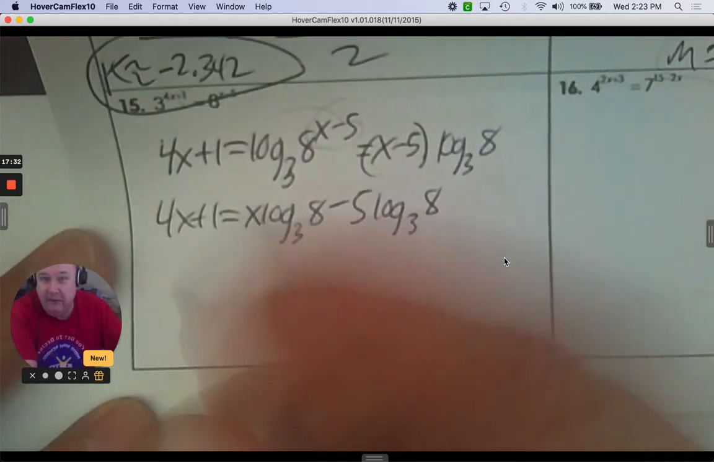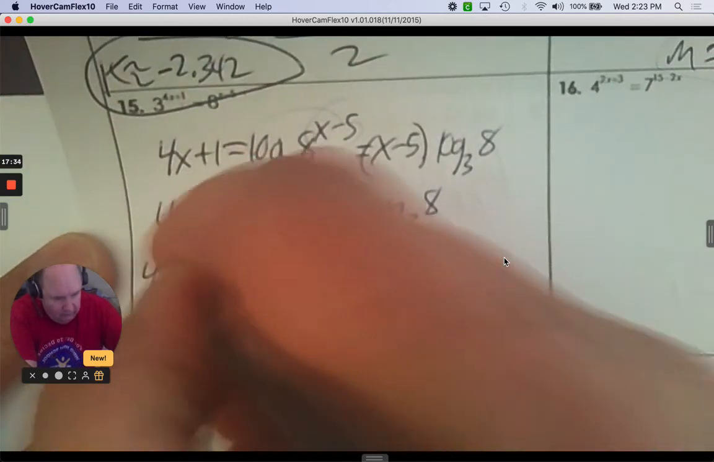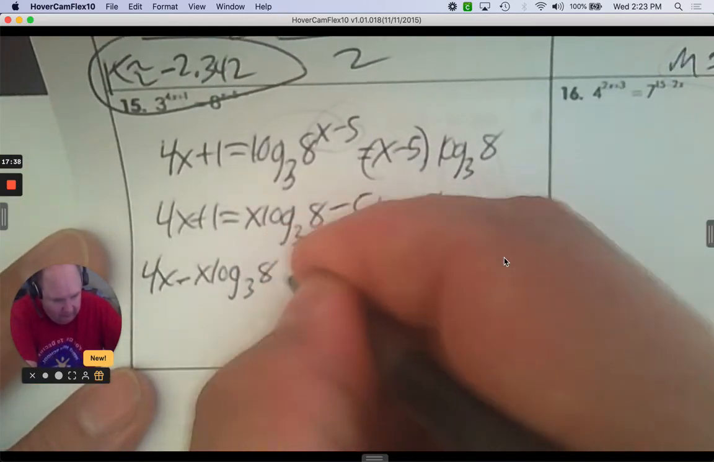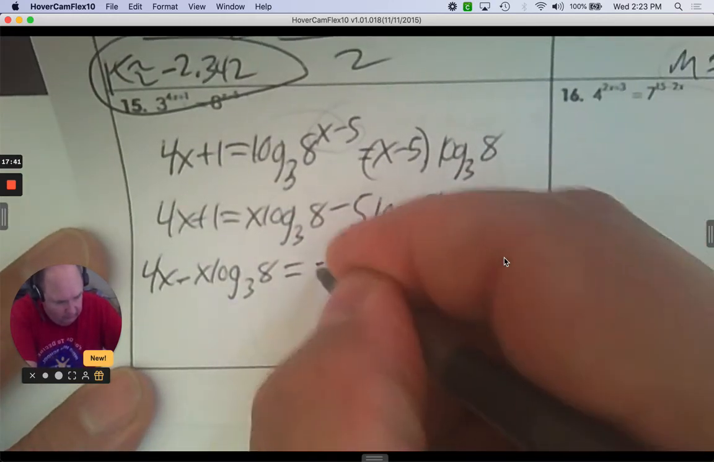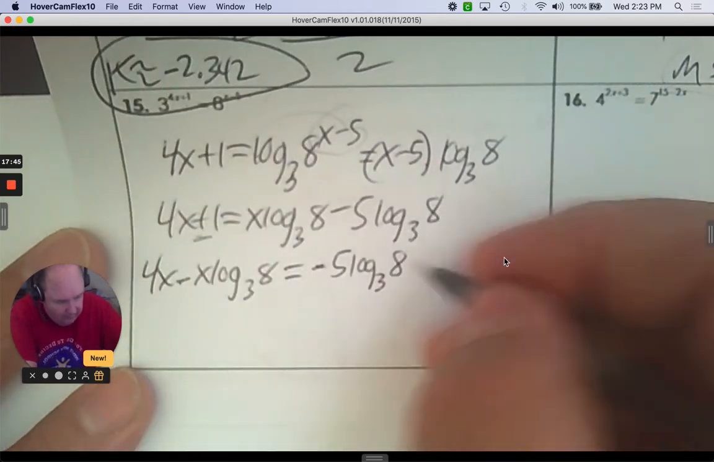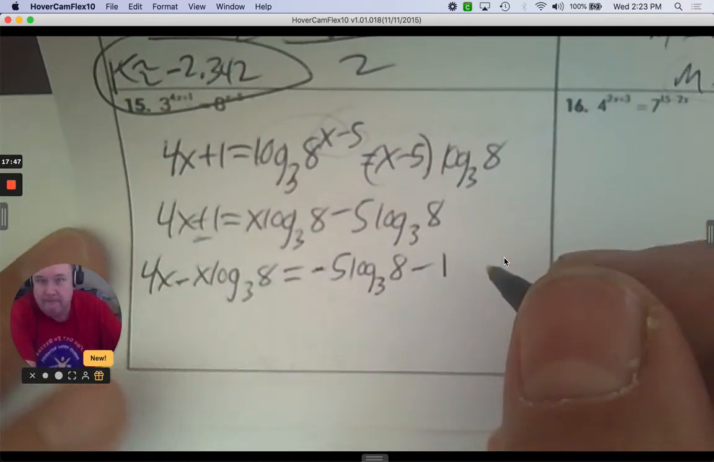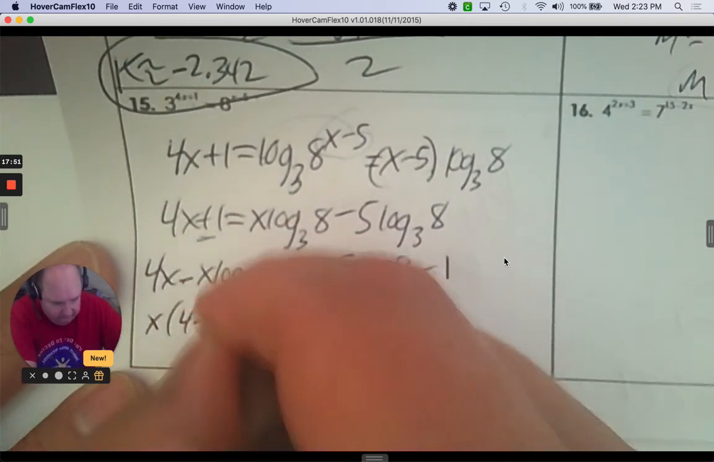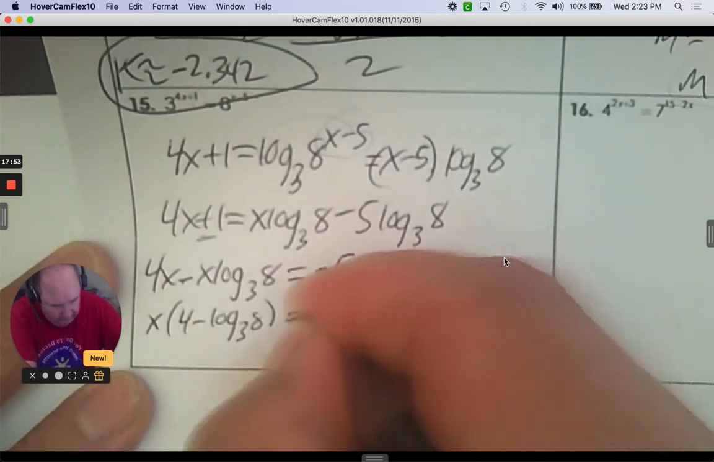Next, we're going to gather all the x's together. To do that, we're going to subtract x log 8 base 3. And we're also going to subtract 1 to the other side. The last step is we're going to factor out an x and divide. And then use your calculator.